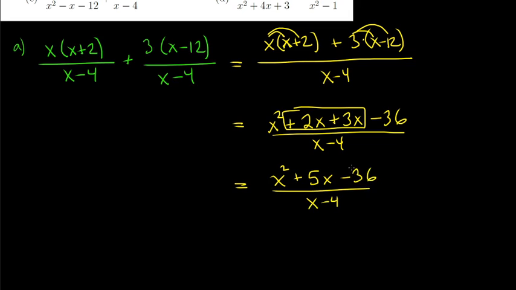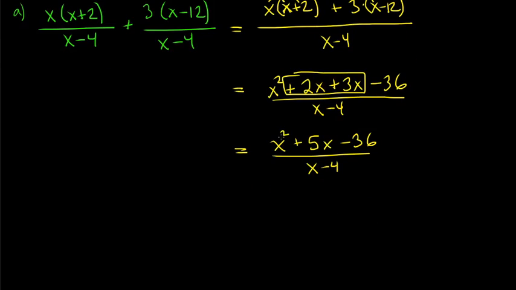And now you might think we're done, except remember, we still have to simplify. Simplify means factor and cancel. There's nothing we can factor out of the denominator. It's just x minus 4. But the numerator, well, what two numbers multiply to negative 36 and add to 5? All right, I hope you got it. So spoiler alert, plus 9 and minus 4. 9 times negative 4 is negative 36, and 9 minus 4 is 5.